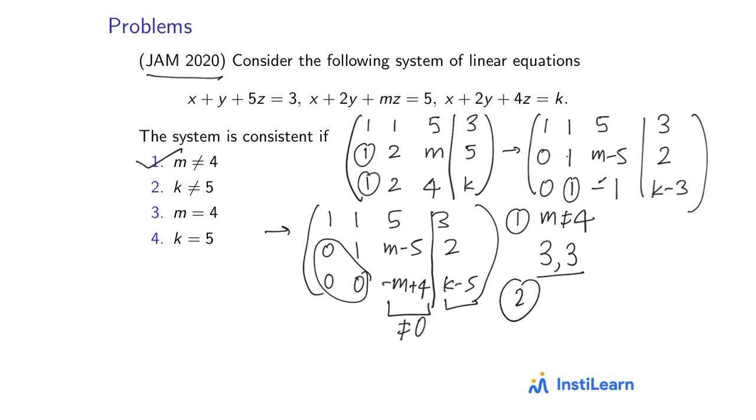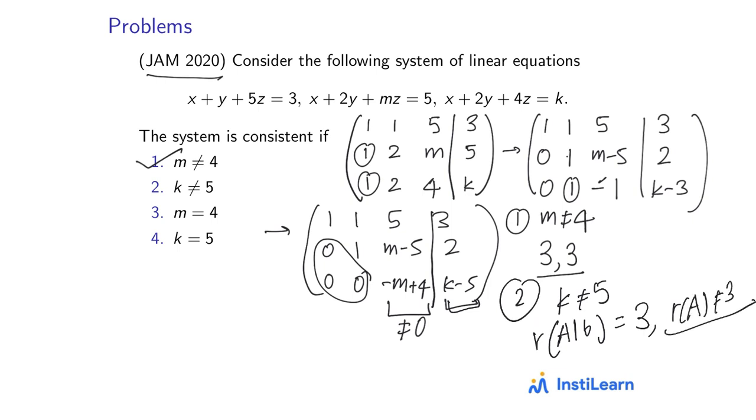Now let's look at option 2, k not equal to 5. Okay, so if k is not equal to 5, rank of augmented matrix AB is definitely equal to 3, but then rank of A may not be 3, because what if with this condition we have m equal to 4? In this condition, rank of A becomes 2 and the system will become inconsistent. So k not equal to 5 alone doesn't guarantee that the system will be consistent. So this may not be correct.